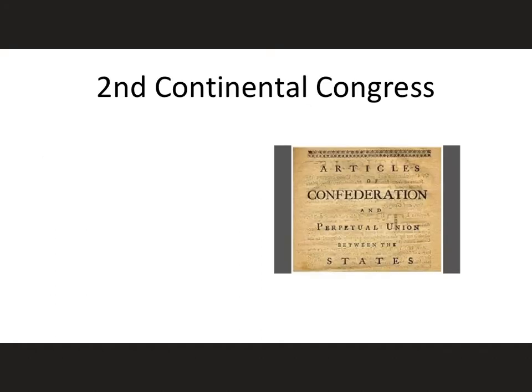So the Articles were actually written under the Second Continental Congress. They were the ones that wrote the Articles of Confederation. What the Articles of Confederation said is they gave the states power, because again, they were afraid of a strong central government.